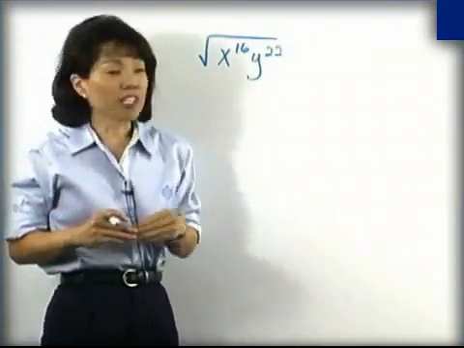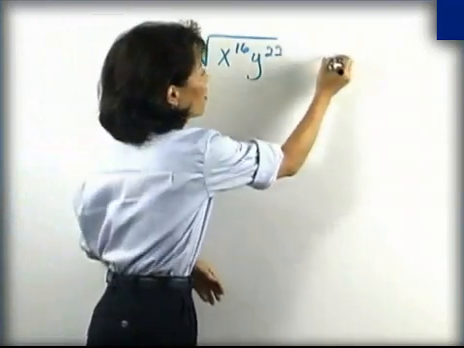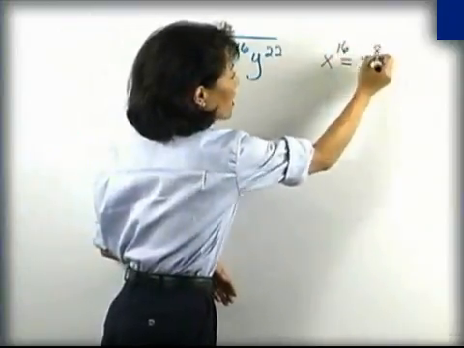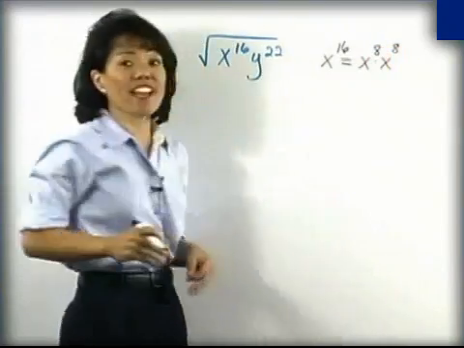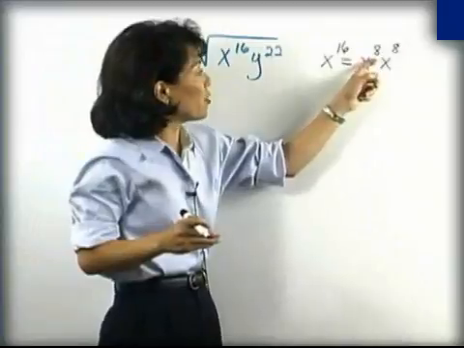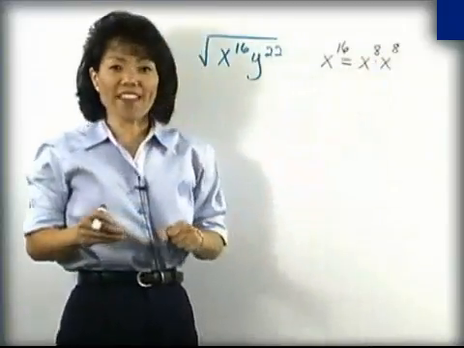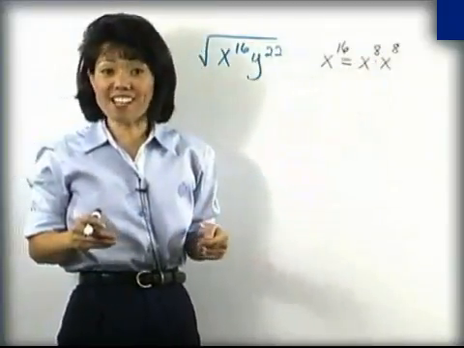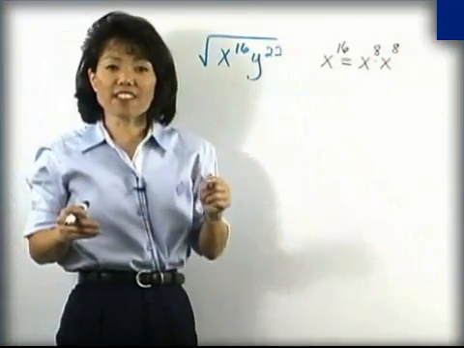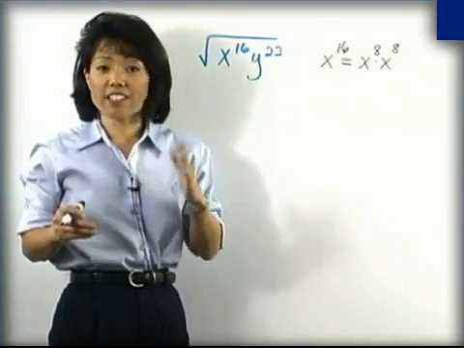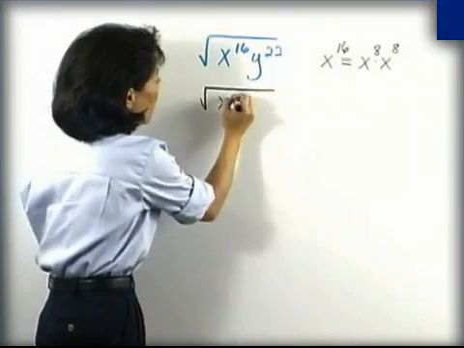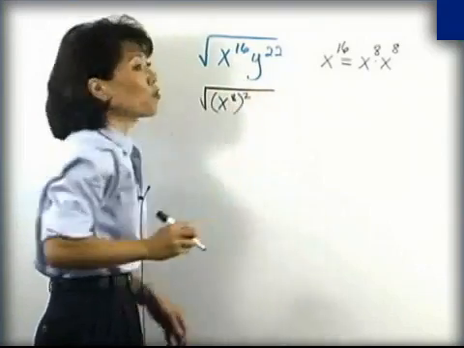So don't be fooled. What we're going to have to do here is think this way. X to the 16th is x to the 8th times x to the 8th. Because remember, our exponent rules tell us that when you multiply these monomials, we add the exponents. 8 plus 8 is 16. So what does that tell me? That tells me I can write x to the 16th as x to the 8th quantity squared. So let's do that. X to the 8th quantity squared.